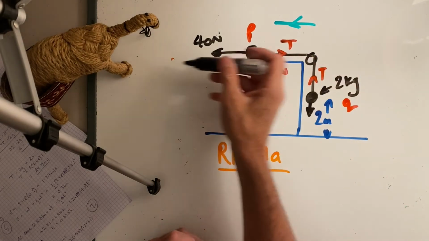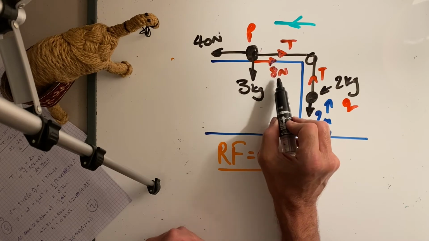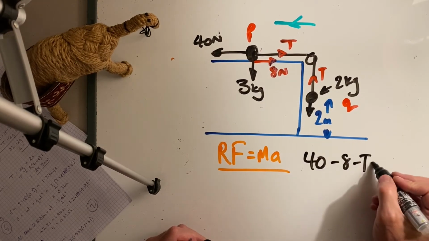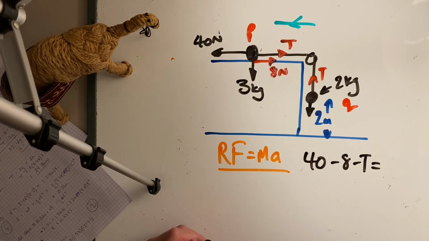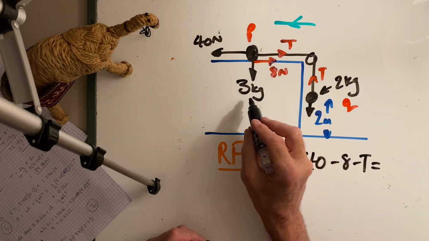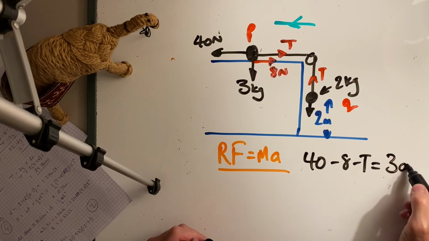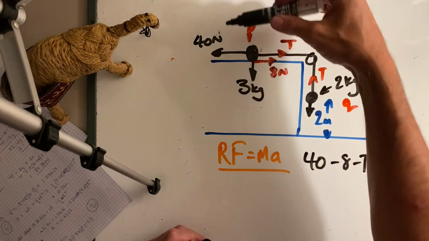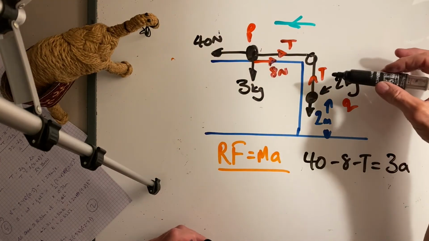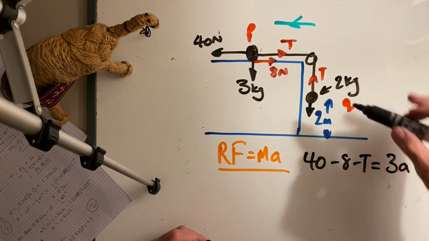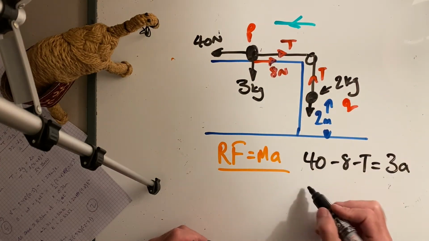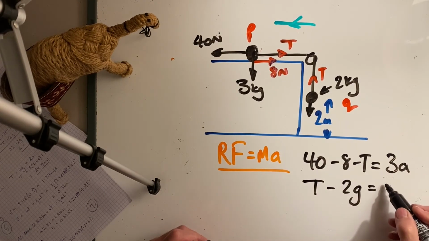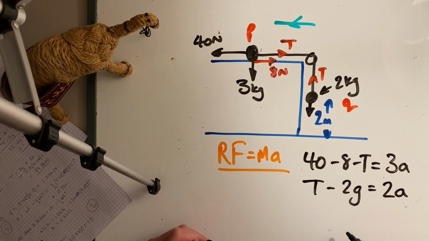So I'm going that way, but I've got to take away the 8 newtons and the tension. So it's 40 minus the 8 minus the tension, and that equals mass times acceleration. So the mass is 3. And then here, because I'm going this way, it's T minus the 2g, because the gravity is pulling this one down. So T minus 2g equals, and it's 2 kilograms, so it's 2a.